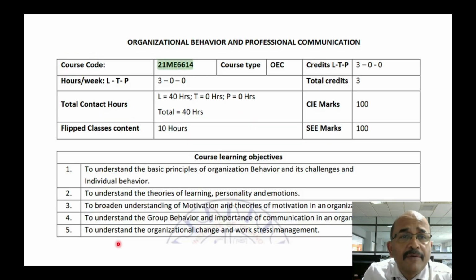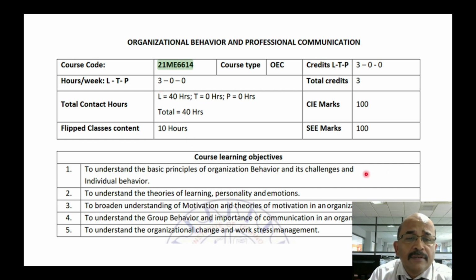So when you go through the course, Organizational Behavior and Professional Communication, the course code is 21ME6614 and it is a total of 3 credits, with 3 hours per week of theory lecture.